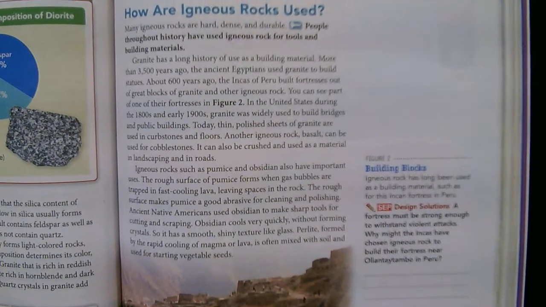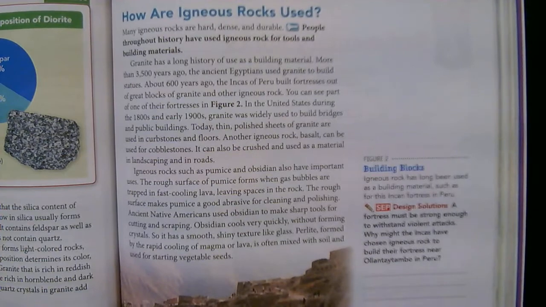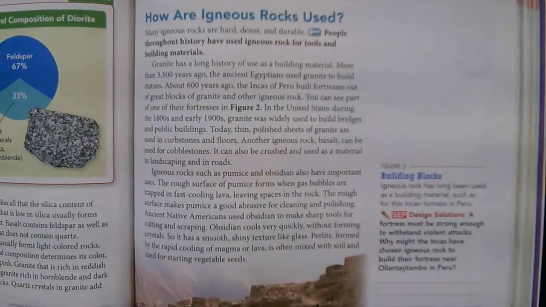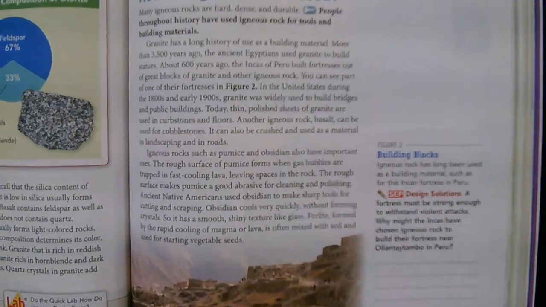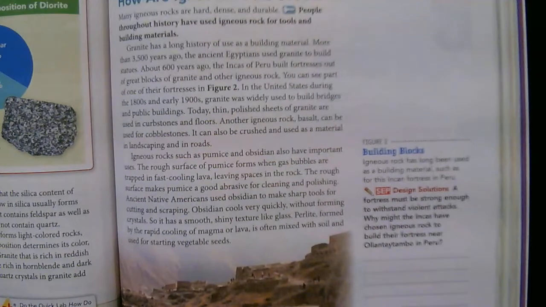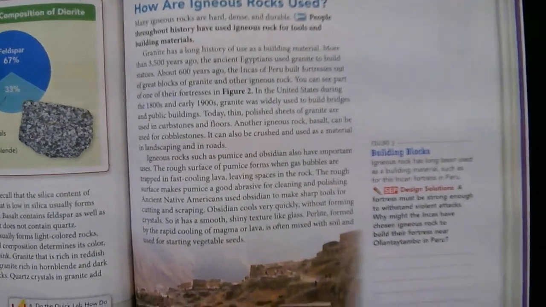In the United States, during the 1800s and early 1900s, granite was widely used to build bridges and public buildings. Today, thin, polished sheets of granite are used in curbstones and floors. Another igneous rock, basalt, can be used for cobblestones. It can also be crushed and used as a material in landscaping and in roads.